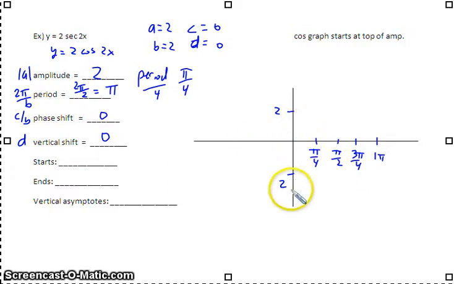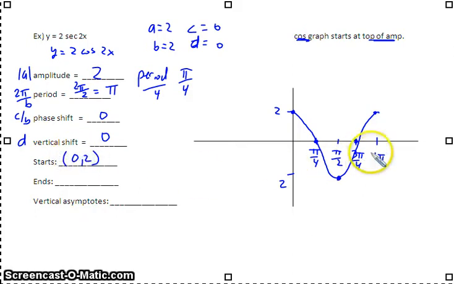And then what I'll do is recognize that the cosine graph starts at the top of the amplitude. So my graph is going to start here, come down to the next one, down here, up, and up. And that will be the cosine graph. So this graph is actually starting at 0, and it's ending at, no, not 0 anymore, pi over 2.